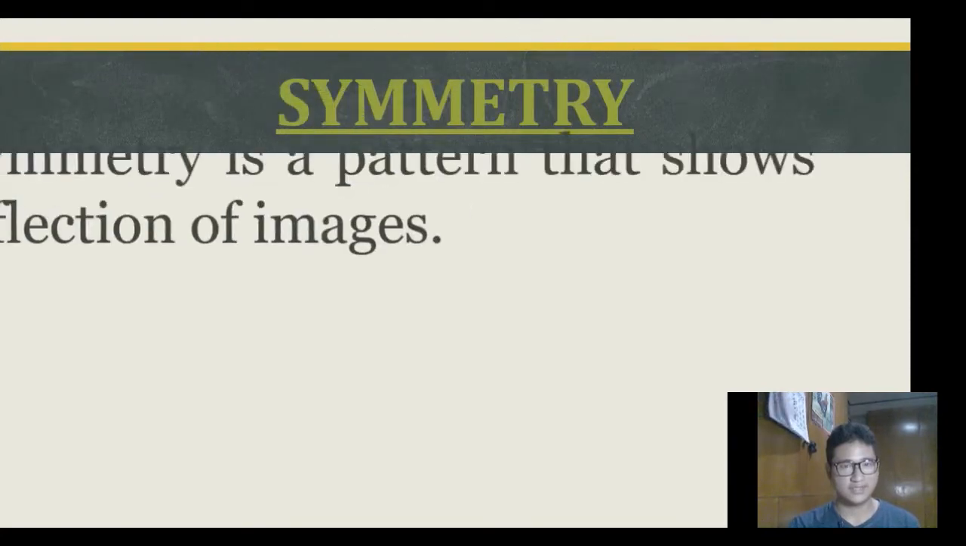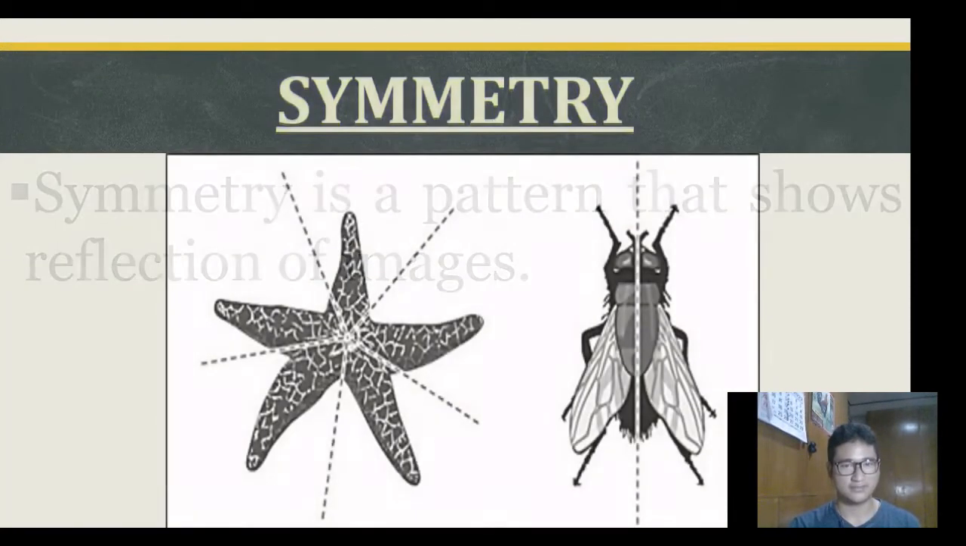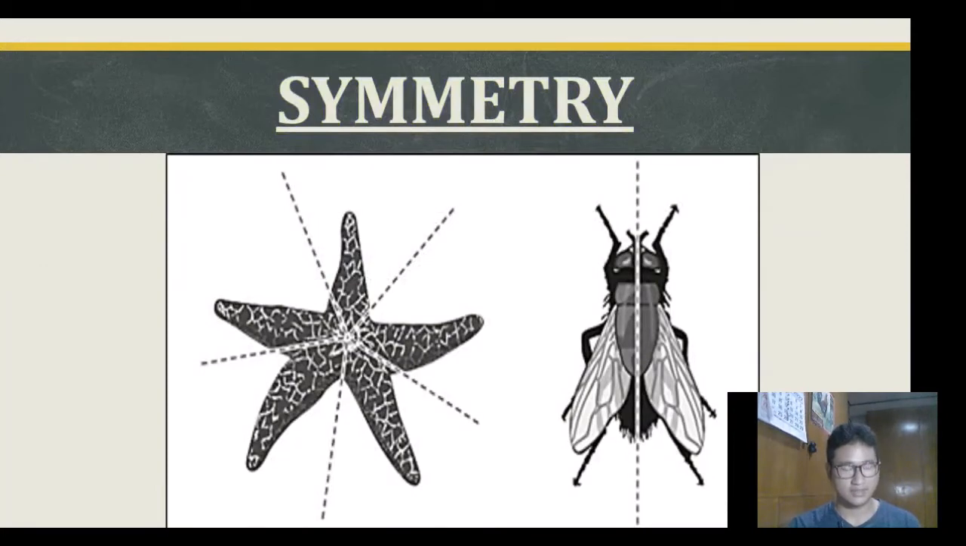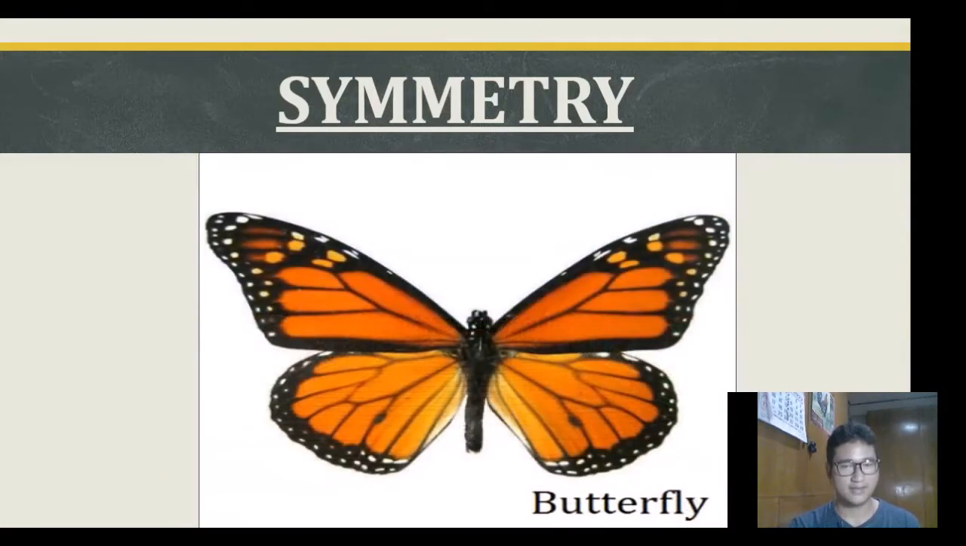First, let's have symmetry. Symmetry is a pattern that shows reflection of images. Here are some examples. On the left side of the screen, we have the starfish, which is an example of radial symmetry. And on the right side of the screen or picture, we have the fly, which is an example of bilateral symmetry. We also have the bridge and the butterfly.